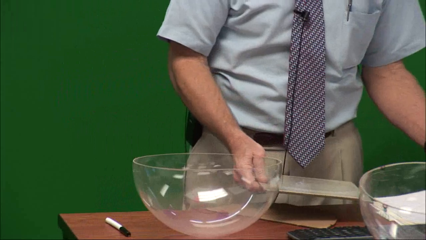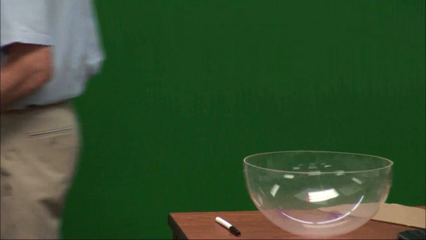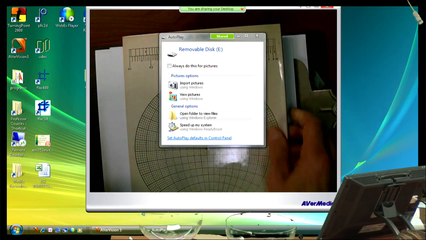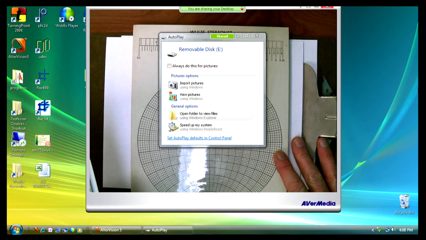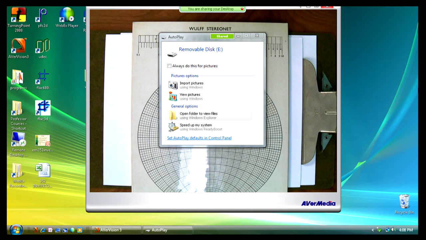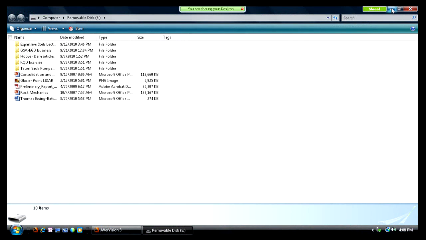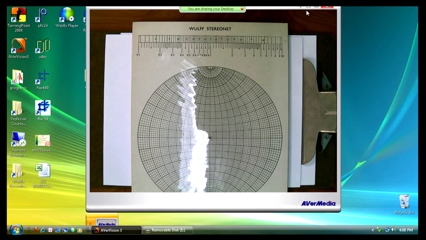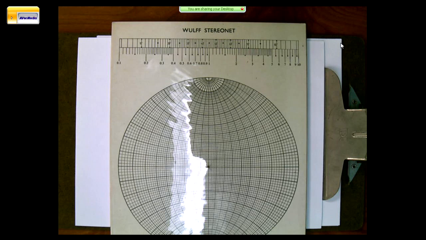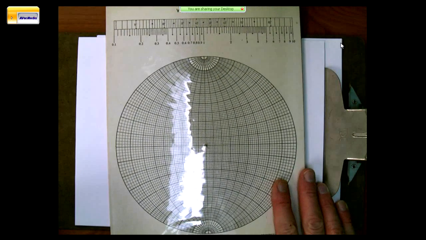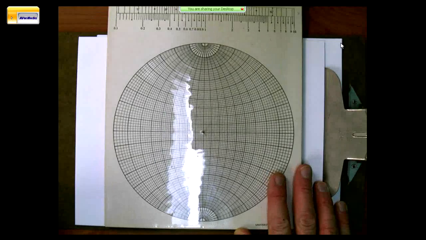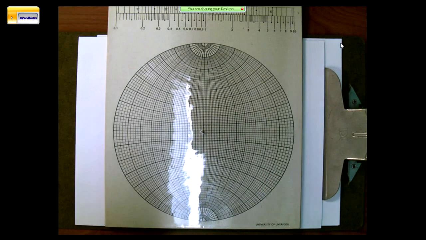So let's go over to our camera over here, our table. See if we can get this going. There we go. And it's got cellophane on it, so we're going to have some glare issues, I can see here. This is a Wolf stereo net. There's also one that's an equal angle one called a Lambert net, Lambert projection.